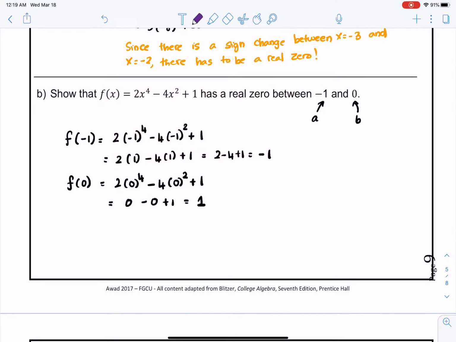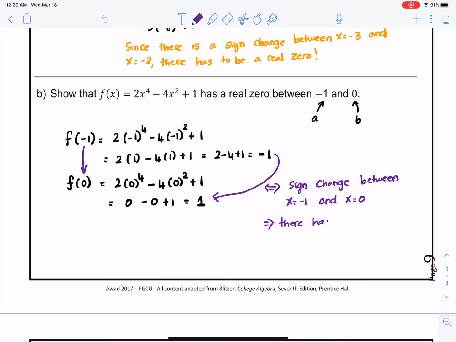So as we move from -1 to 0, the function moves from -1 to +1. So this would imply there is a sign change between x is equal to -1 and x is equal to 0, which would imply that there has to be a real 0 between x is equal to -1 and x is equal to 0.